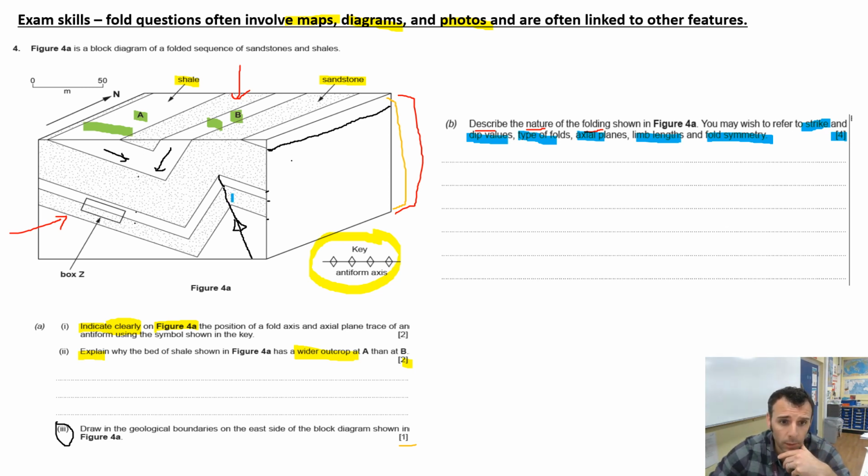So we can talk about limb lengths, for example. Well, there's clearly a difference, isn't there? So these are clearly asymmetrical folds. I haven't mentioned the type of folds or dip values. You can measure those. Remember, you've got a protractor. You can do that and put those in. I'm going to let you have a go at the rest of that one, because I think that's quite a straightforward question, and we'll have a look at the next set in a minute.